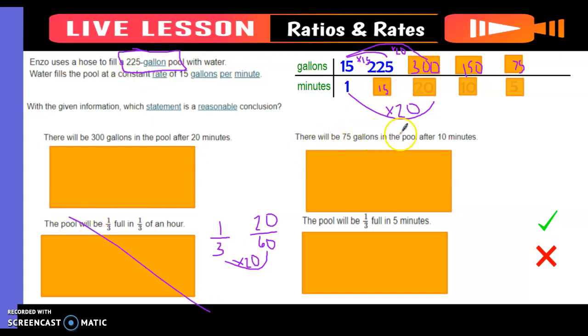There will be 75 gallons in the pool after 10 minutes. Well, nope. After 10 minutes, that will be 150. So that's not going to work. And the pool will be 1/3 full in 5 minutes. So let's see what will be 1/3 full in 5 minutes.